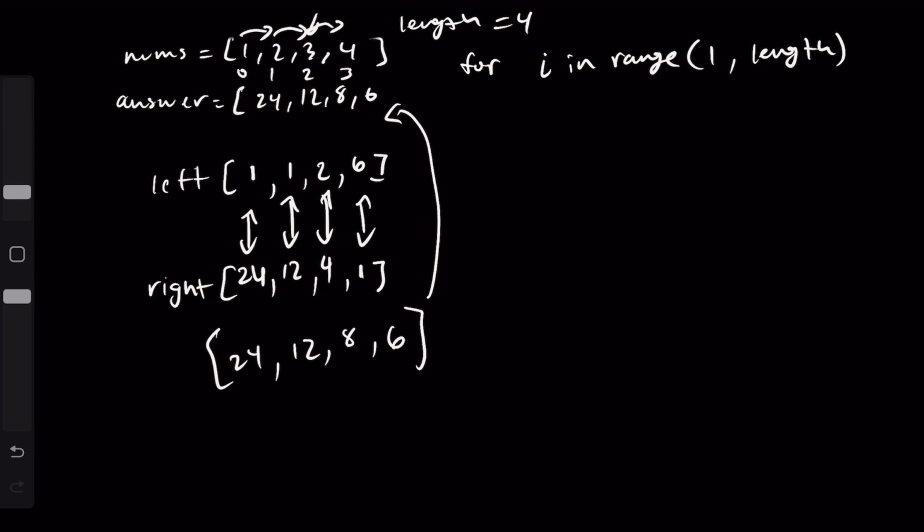Now, how do we do this in code? Essentially, you do the regular loop through to get the left values, and then you do the reverse loop, which looks something like this. So for i in range, in this case, length is 4, and we want to start at 2, so we do length minus 2. And essentially, we want to stop right here. We want to stop at 1.